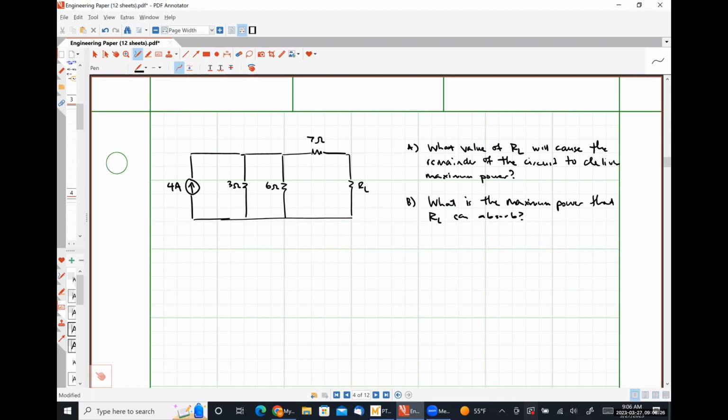So 3 ohms in parallel with 6 ohms looks like what? 2. Silas, what can I do now? All right, so it's going to be a practical voltage source. What's it going to look like? That is a 4 amp... 8 volts in series with 2 ohms, absolutely correct.